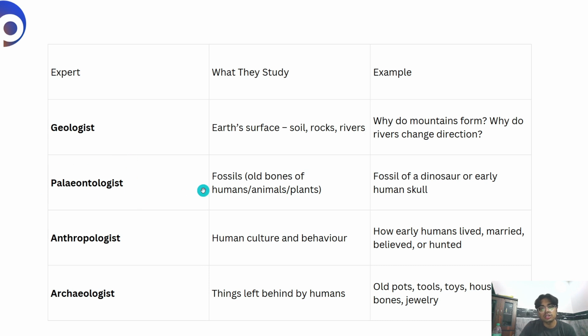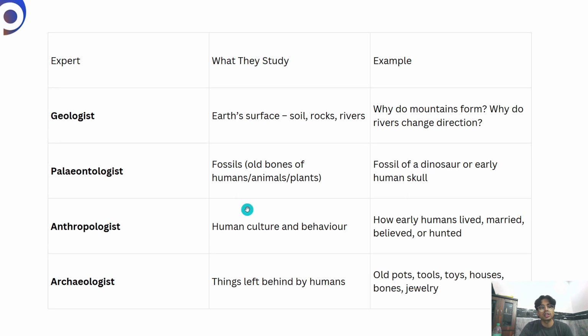Paleontologists are the people who study fossils. Now, what are fossils? Fossils are the old bones of humans, animals, and plants. Example, a fossil of a dinosaur or an early human skull.